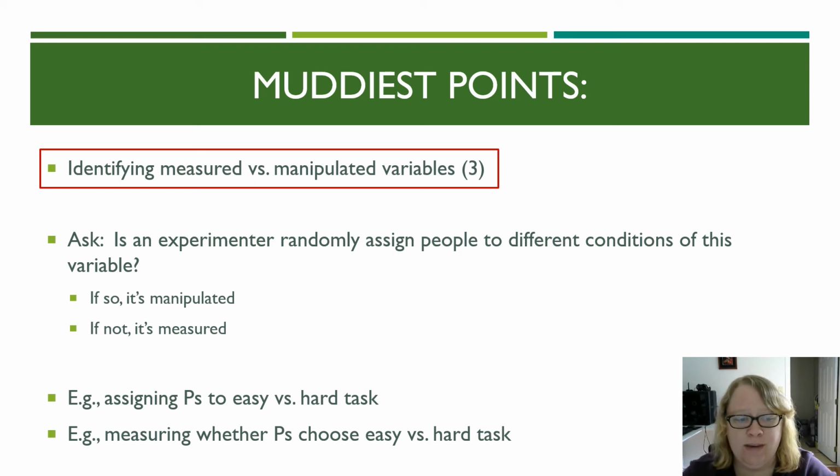Other things that can only be measured were things like participants' age or participants' height, right? You can't manipulate someone to be a different height. You can't manipulate someone to be a different age. You just have to measure that as it occurs.